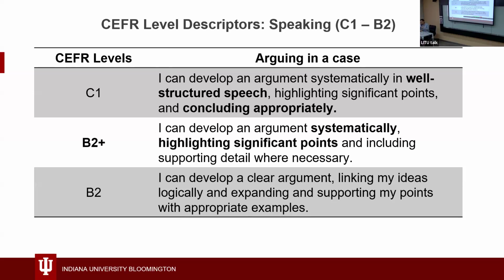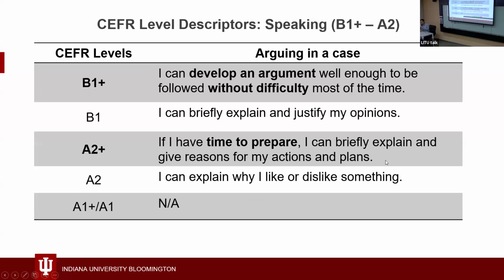B2: develop a clear argument, linking ideas logically, expanding and supporting my points with appropriate examples. So they can make an argument, but still not at the well-structured level yet. B1 plus: develop the argument without difficulty most of the time. The keyword is most of the time, not always, right? And it doesn't mention main points followed by examples, so this is not what B1 level can do.